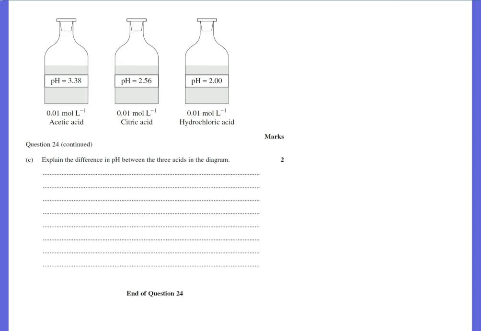What you've got to do is explain the difference in pH between these three different acids. Acetic acid, citric acid, hydrochloric acid. They've all got different pHs. So have a go at this question now. So pause the video. If you get stuck or want to check your answer, press play and we'll try again. Or we'll have a look at the answer on the next page.